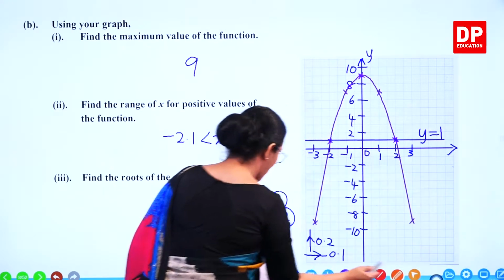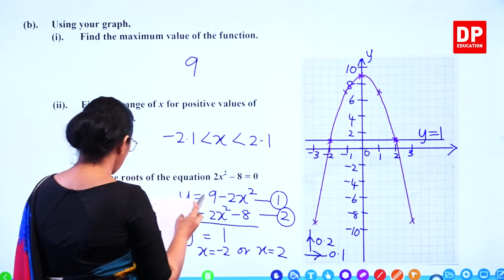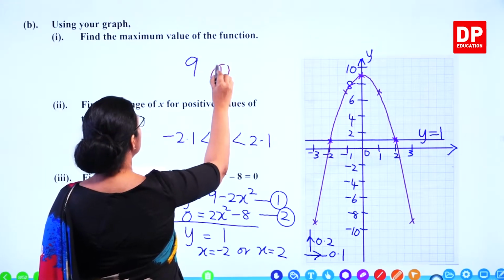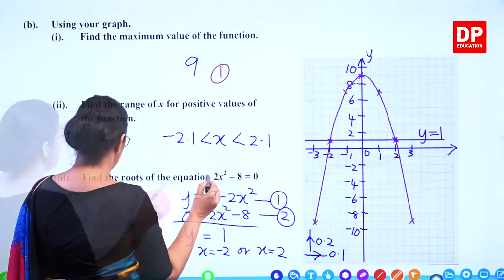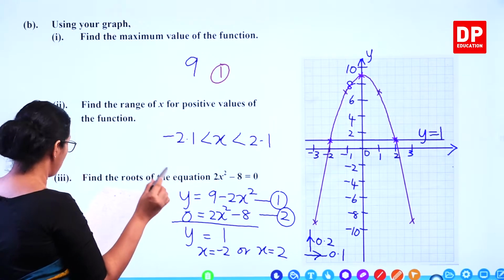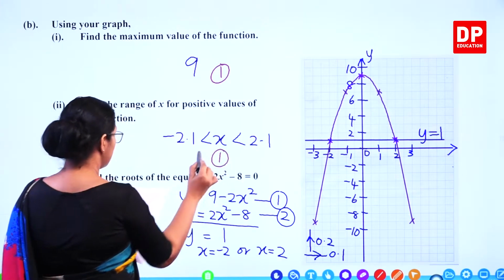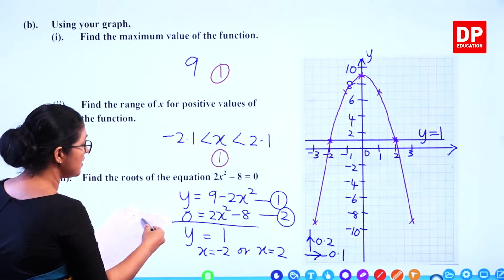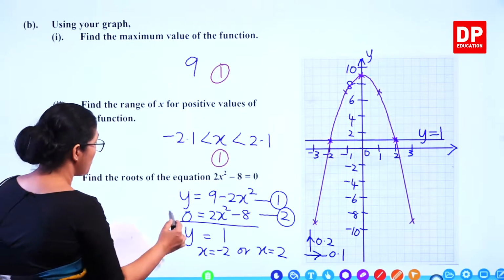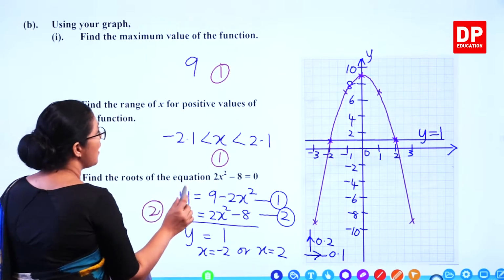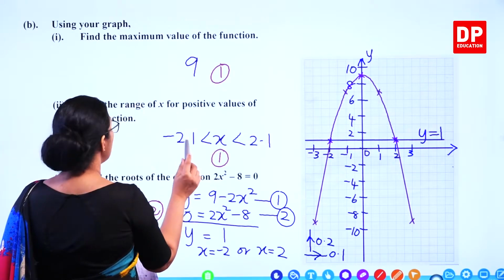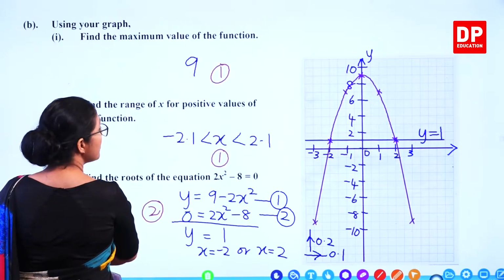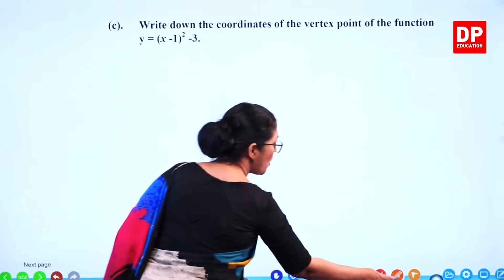So how many marks for that? You are getting 1 mark here. And minus 2.1, this is 1 mark. And y equals 1 line and marking these 2 points. So 2 marks here. And we have another part. 2, 3, 4, 5, 6, 7, 8, 9. We have already given 9 marks. Last one.